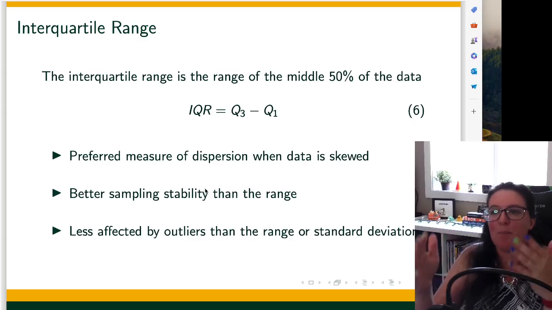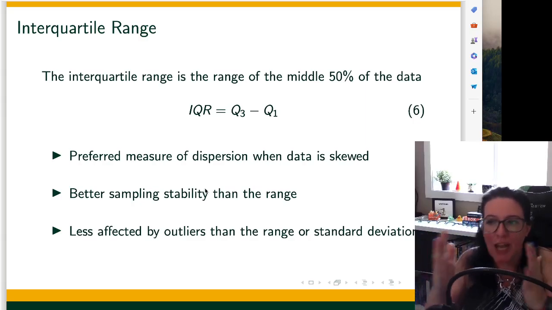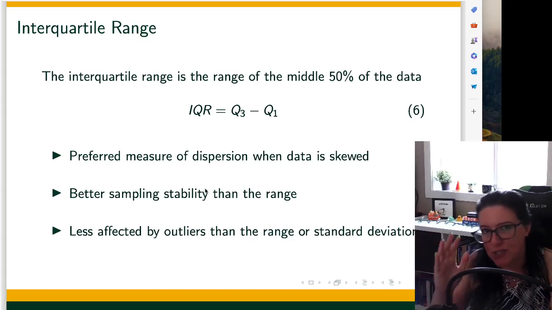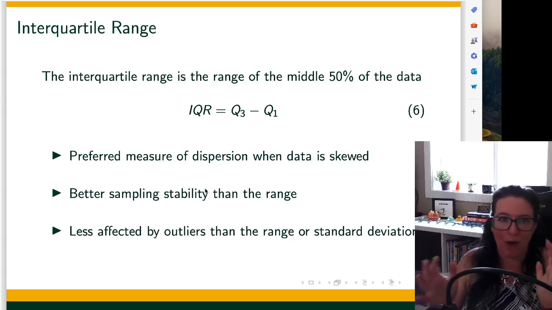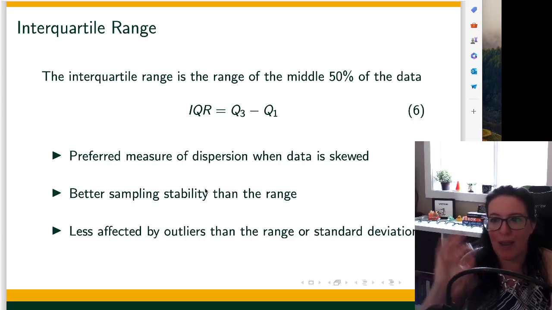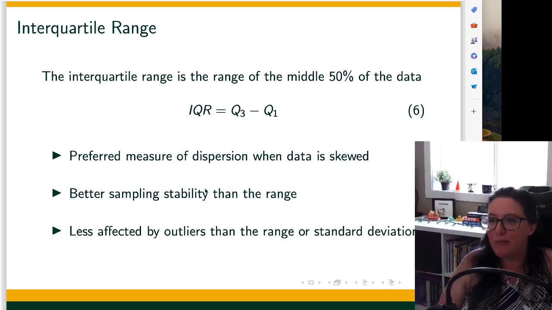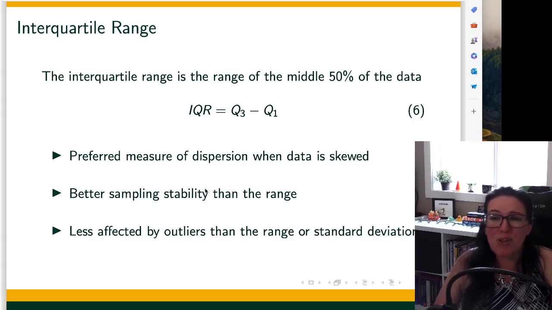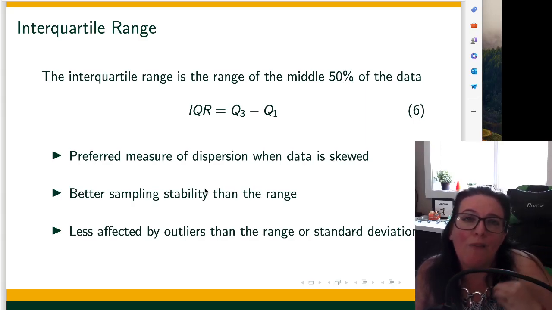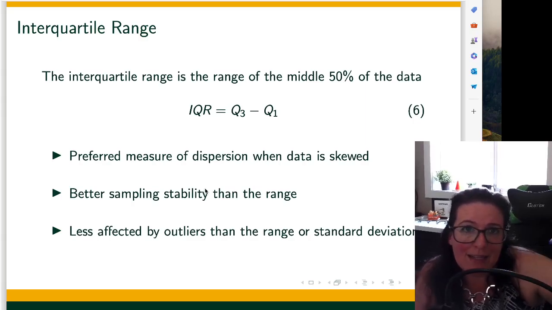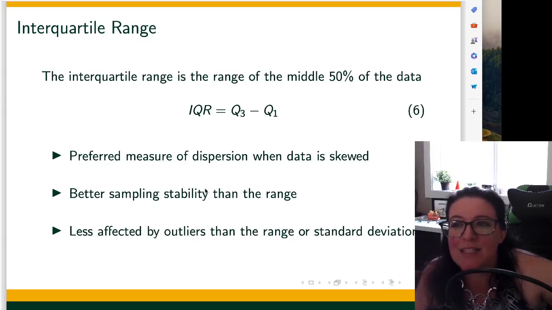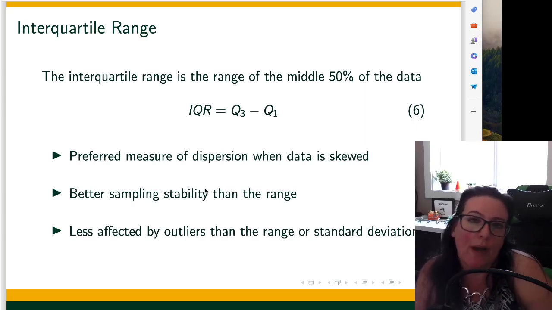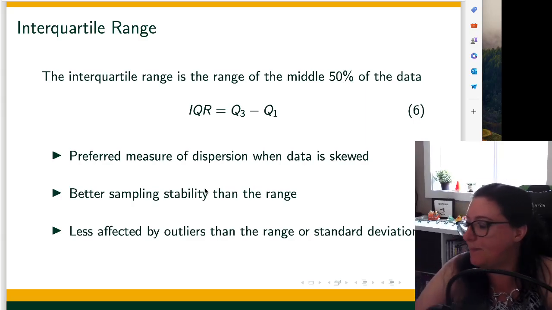If we're taking sample after sample, it's going to change less than the range, which is going to be highly sensitive to whether or not you grab that extreme person, right? That low age or high age. Less affected by outliers than the range. It's also going to be less affected by outliers than the standard deviation. When we have ordinal data, like rankings, like strongly agree, strongly disagree, then the interquartile range is a good measure of variability for ordinal data.